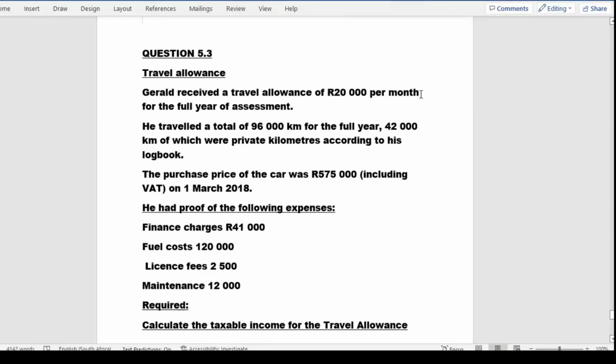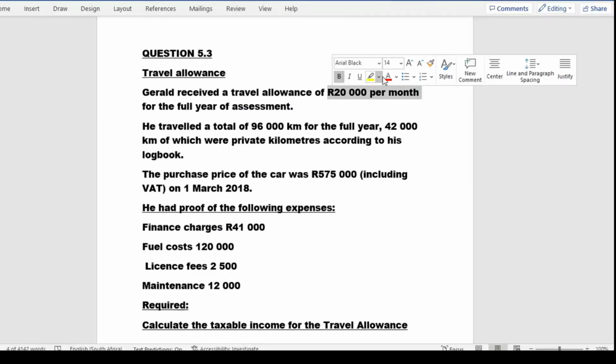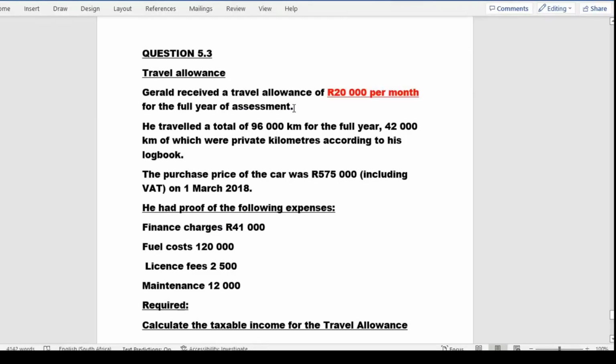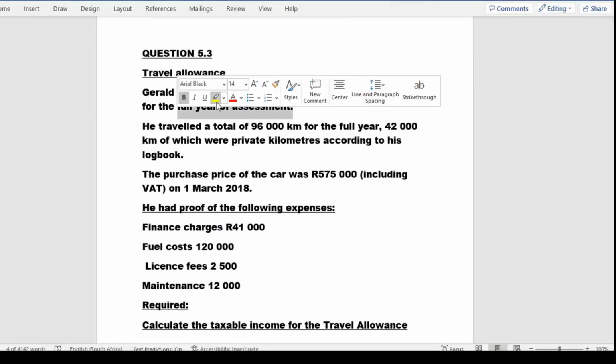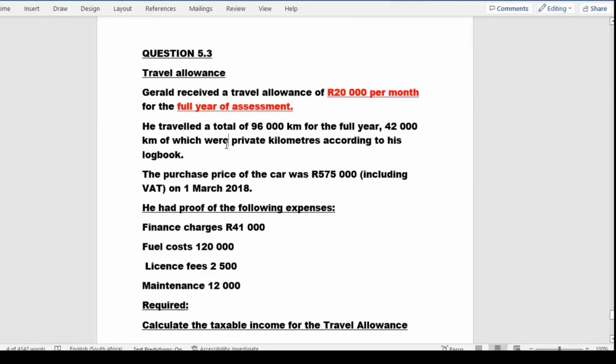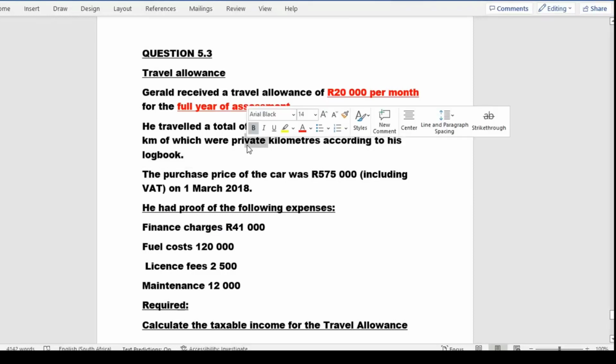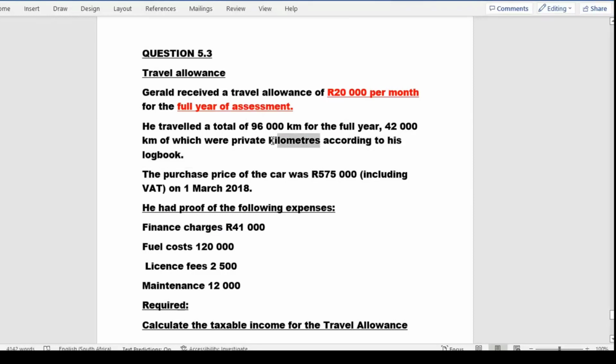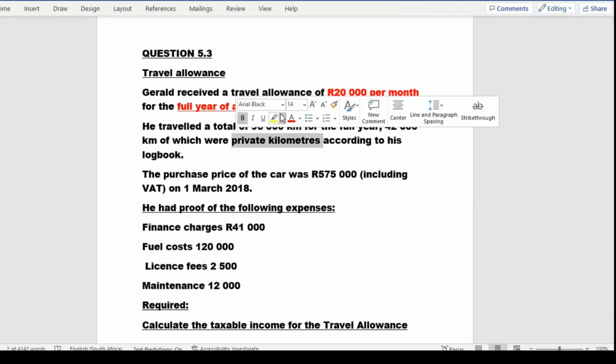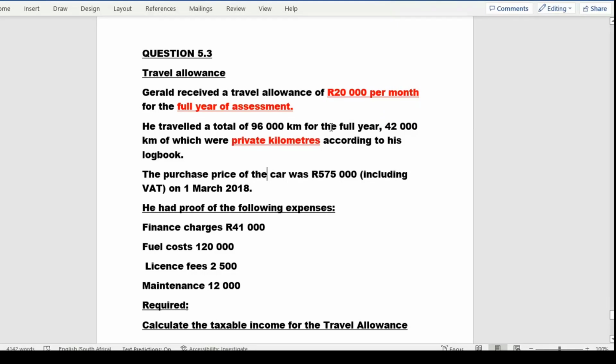So this is one of the key issues that you must identify when you're dealing with tax. Per month, not per year, for the full year of assessment, another key issue here. He traveled a total of 96,000 kilometers for the full year, 42,000 kilometers of which were private kilometers according to the notebook. So remember, we've got 3 items that you must deal with here. It's private kilometers, and it's total kilometers.